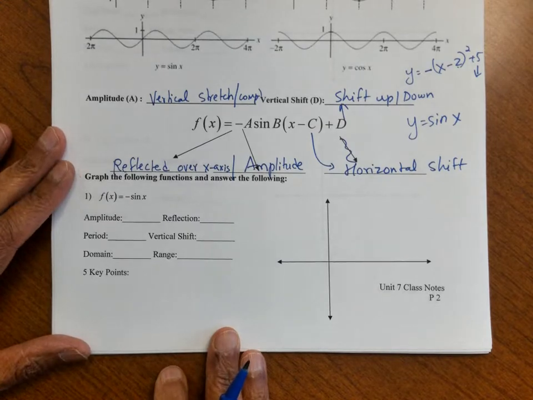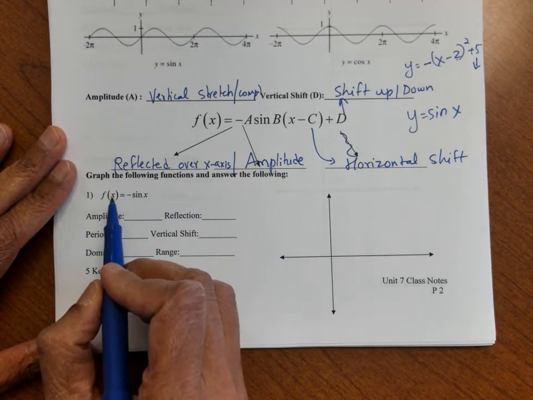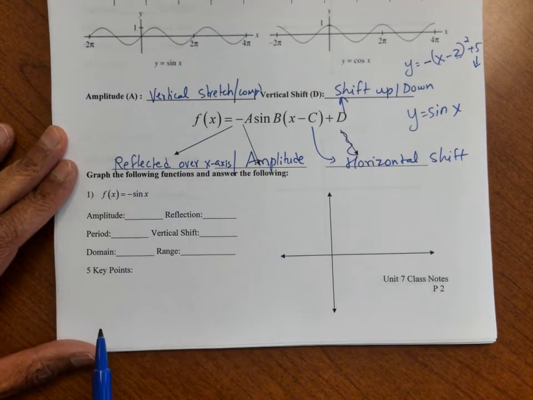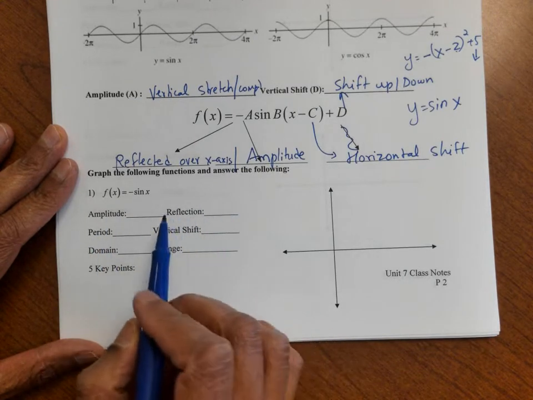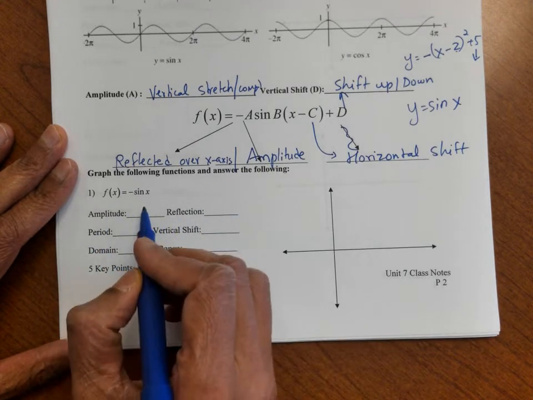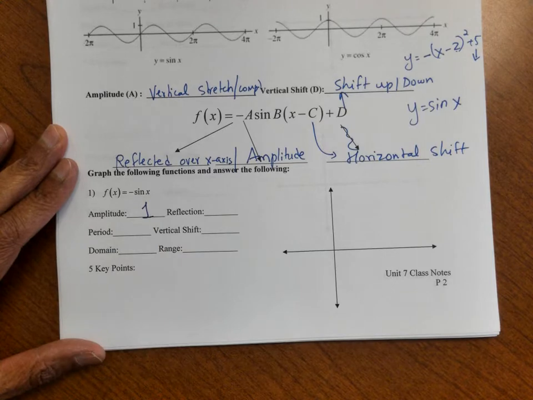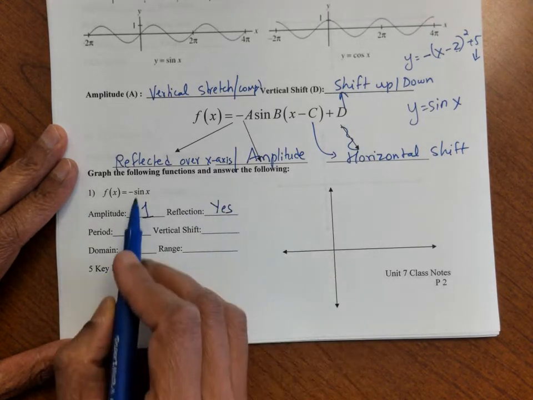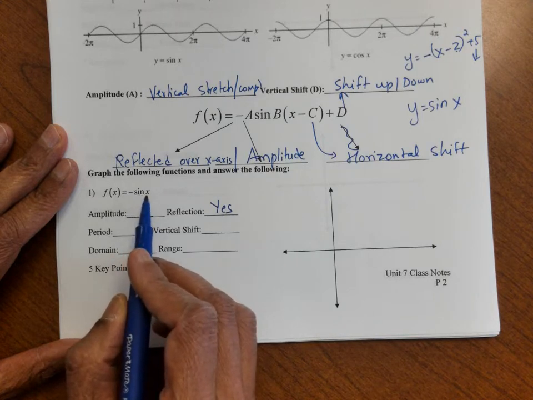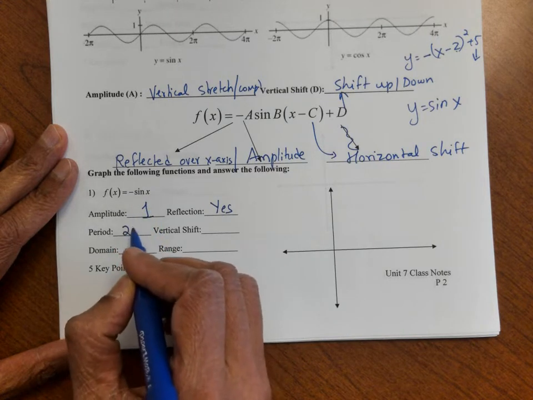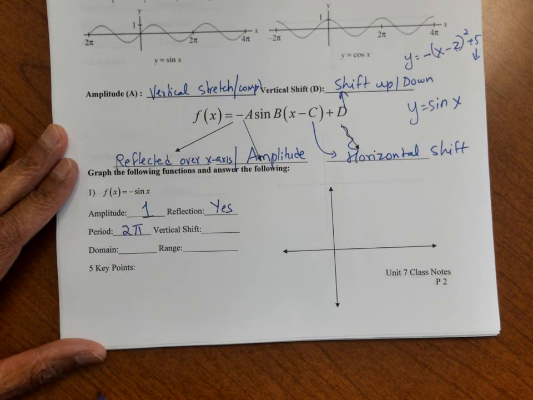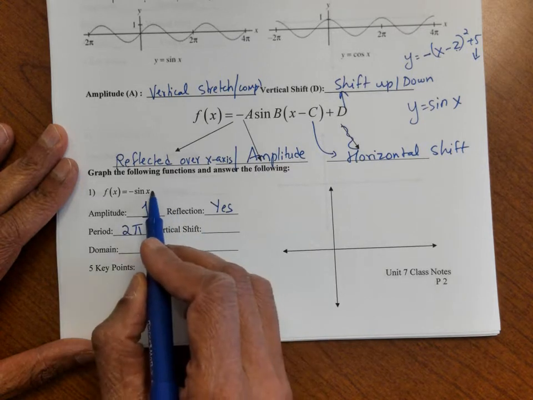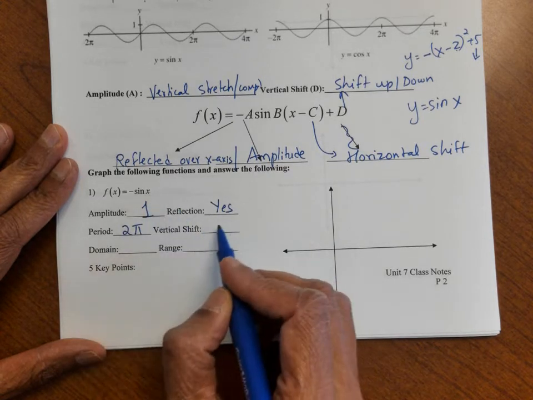Okay, so let's do a few of these transformations. So I'm going to go on to problem number 1. It says f of x equals negative sine x. So let's fill in these first. The amplitude is the a, that is, it's just 1, the height is just 1. Reflection, there is, yes, so you're just going to write yes or no. The period, we haven't talked about how to change the period, so it's just going to be 2 pi right now. And the vertical shift is up or down. There's no plus or minus any number, so there is none.